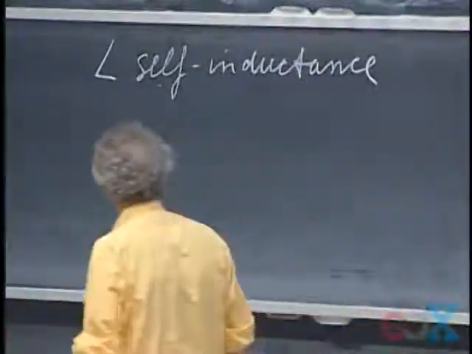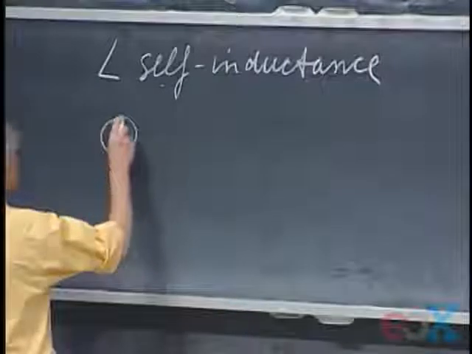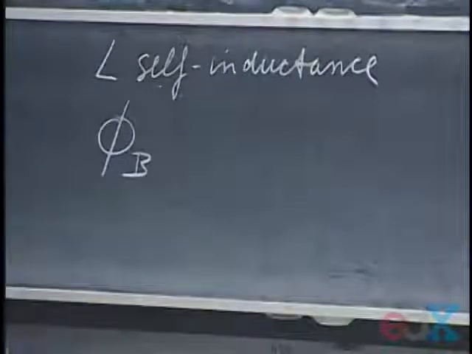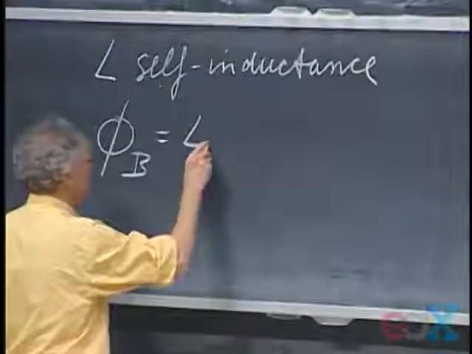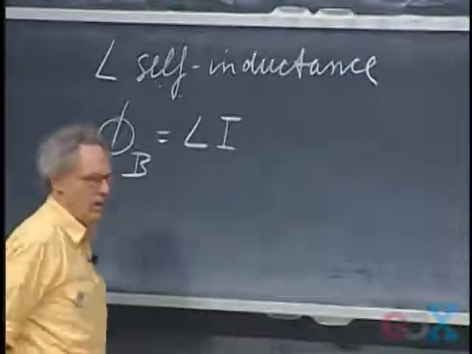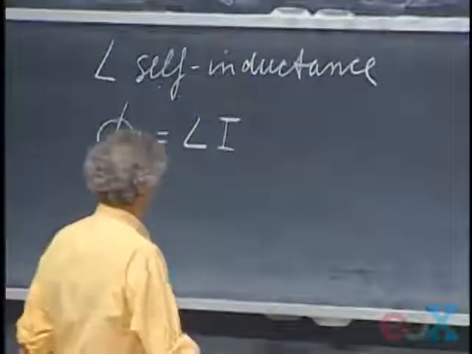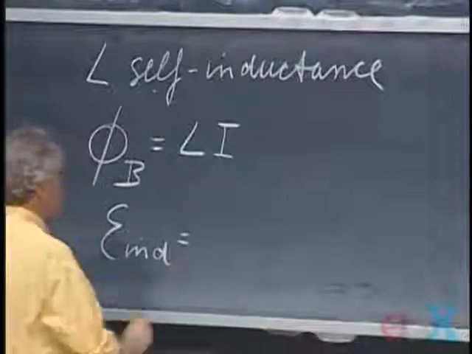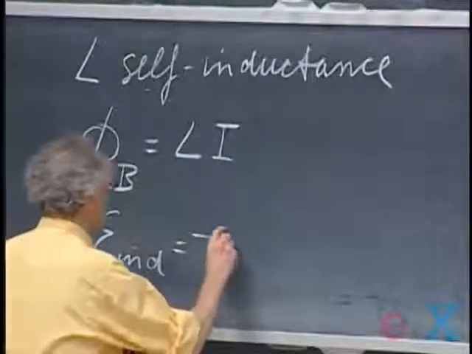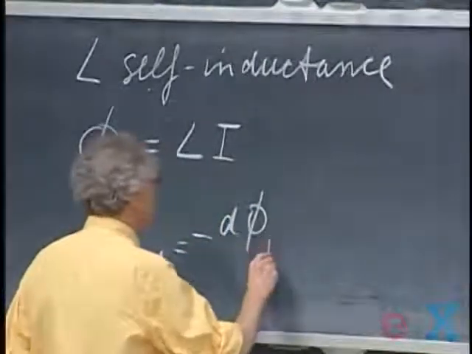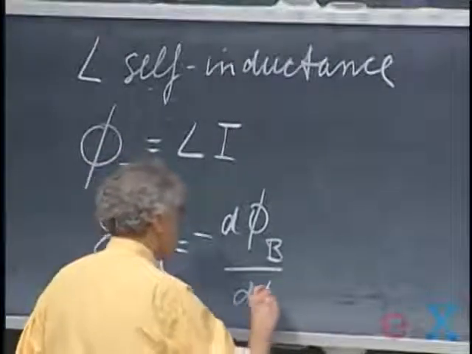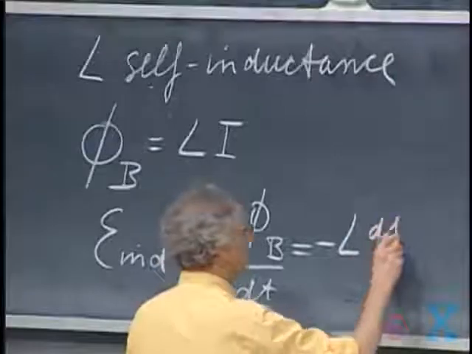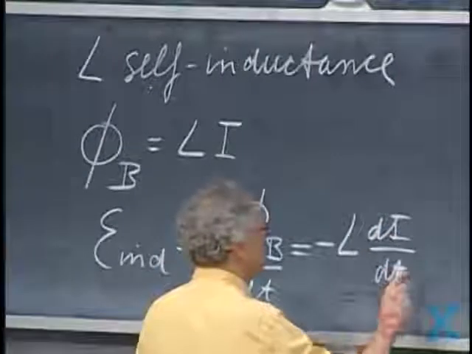Magnetic flux that is produced by a circuit is always proportional to the current. If you double the current, the magnetic flux doubles. And so it is the proportionality constant that we call L. That is a self-inductance. And so therefore the induced EMF equals minus d phi dt, that is Faraday's law, and so that becomes minus L di dt.